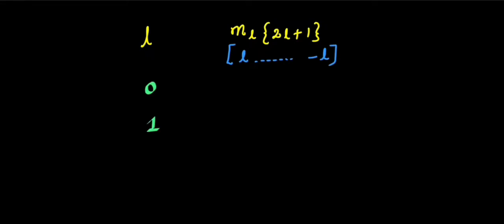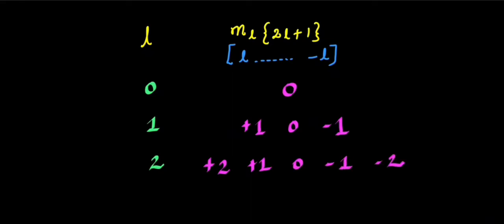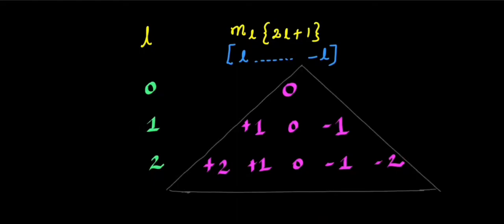For a given L value, there are 2L plus 1 M sub L values ranging from plus L up to minus L with a difference of plus or minus 1, since these are quantized values. So for L equals 0, the ML value is only 1, and that is 0, and for L equals 1 the ML values are 3, ranging from plus 1 till minus 1, and for L value 2 ML values are 5, altogether it is plus 2 till minus 2. Well, that looks like a pyramid.